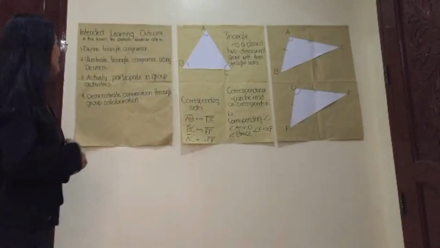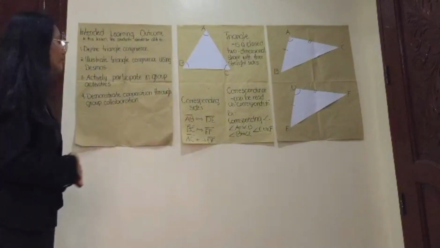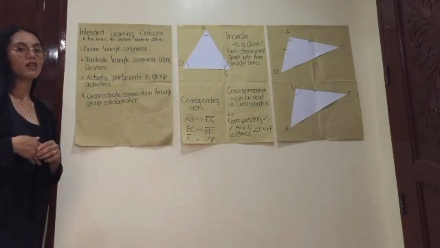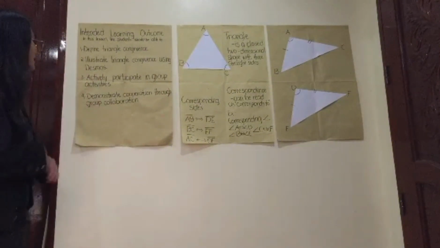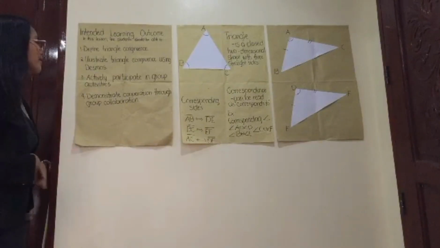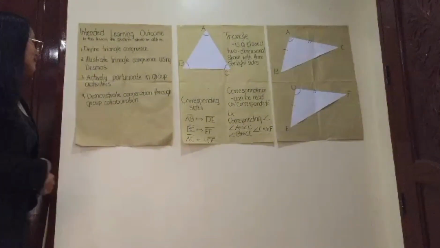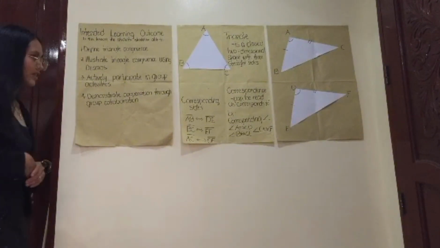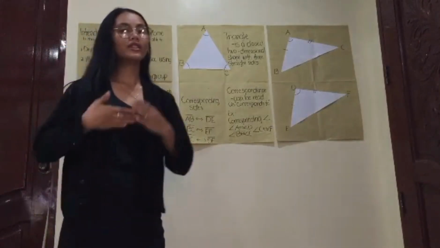But before that, let me present to you the intended learning outcomes. So in this lesson, the students should be able to define triangle congruence. The second one, please read. Illustrate triangle congruence using Desmos. Okay, the third one. Actively participate in group activities. And lastly, demonstrate cooperation through group collaboration. Okay, so now let's start our discussion.